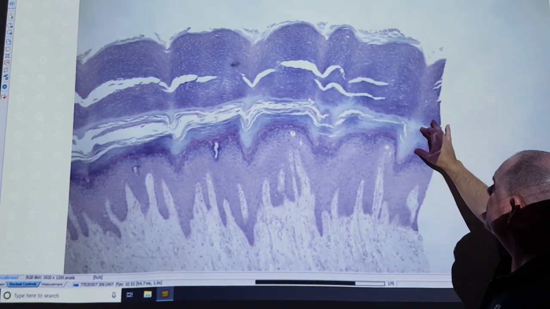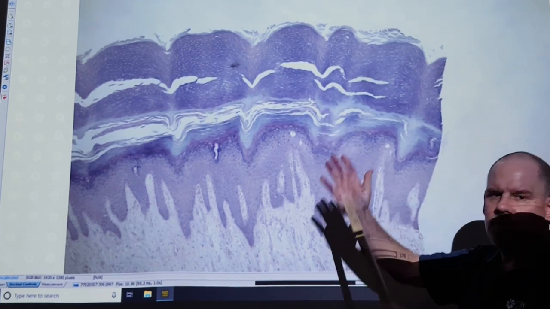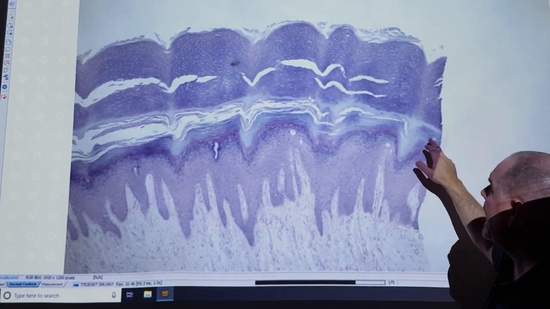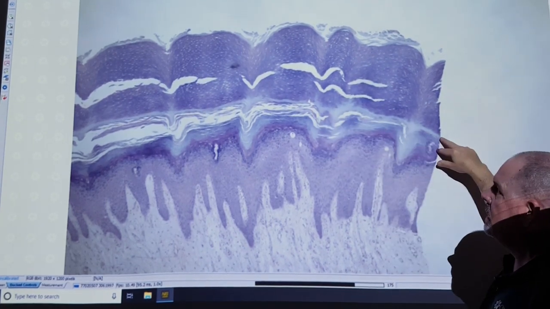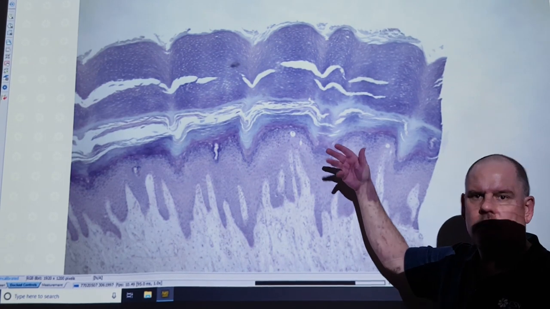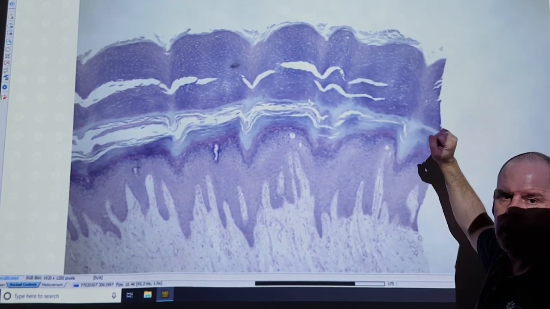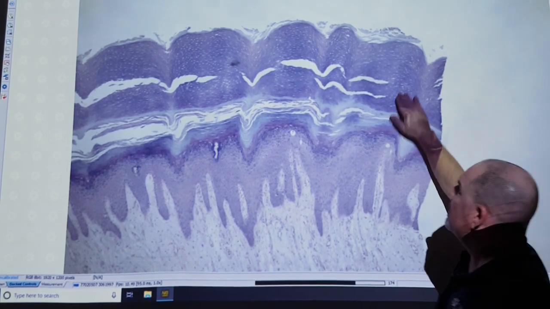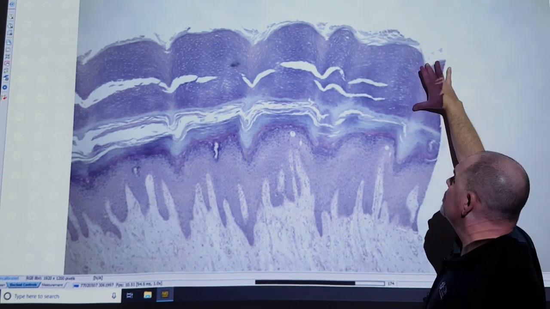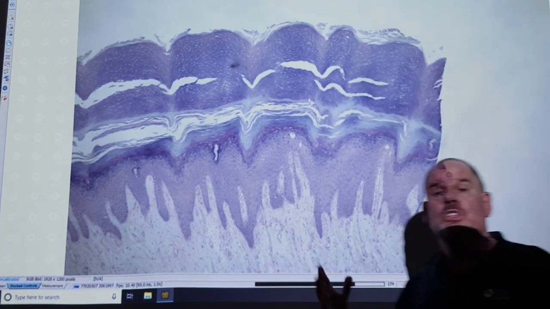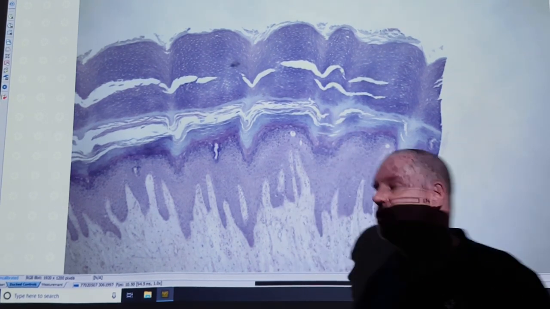Then this clear layer, which appears to split right here, which it often does when you smash the skin between two pieces of glass, this is the stratum lucidum, the clear layer. Stratum lucidum, only present in thick skin. And then everything above that, that gets a little darker up there, stratum corneum, which is what you see when you look at me, what I see when I look at you.